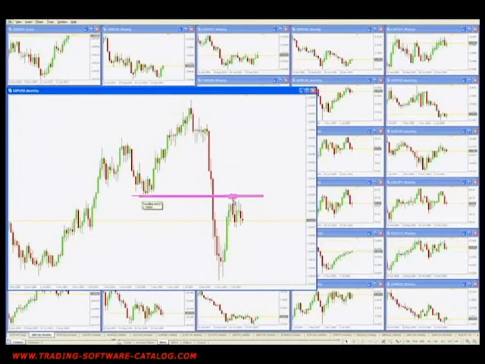It's working as resistance, so we have resistance above, right? Price is already bouncing off that resistance level, so the bias on this long-term chart is obviously to the downside.